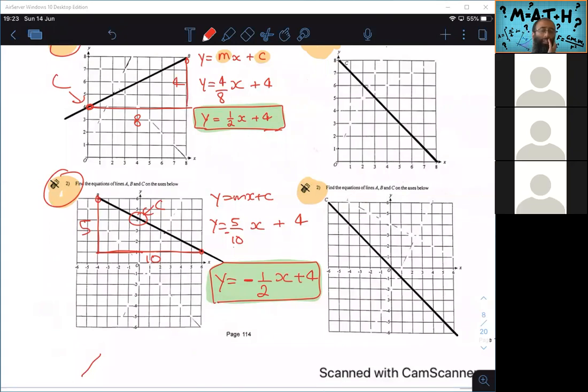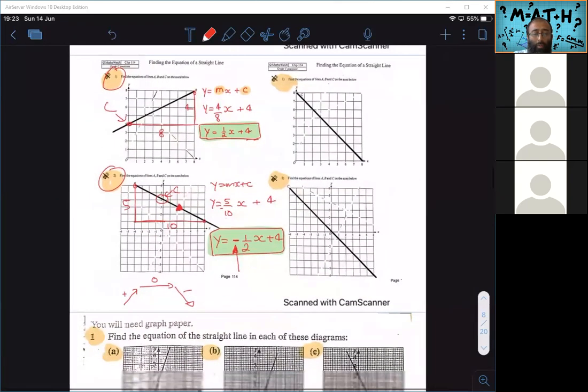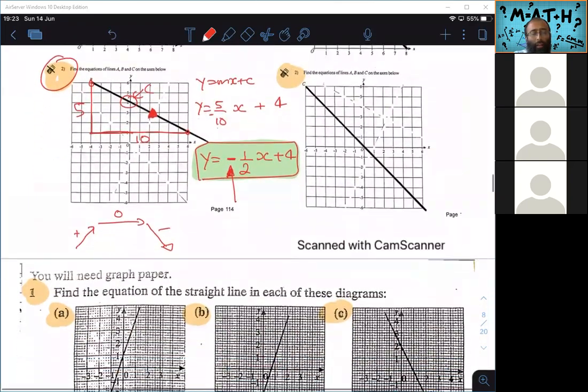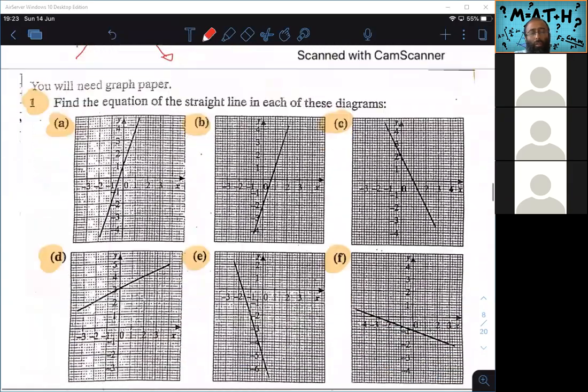Okay, so we're saying, Eliza, the gradient is what? Remember, we did the gradient last week. We had positive going up. If you go flat, it's 0. What happens if the line comes down? It's a negative. Is your line going down? Yes. So if your line is going down, it has to be a negative gradient. Okay, y equals minus a half x plus 4. Now the questions that you have here are similar. They're testing you on that.